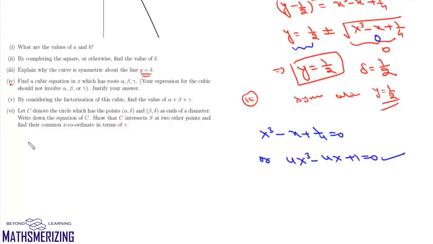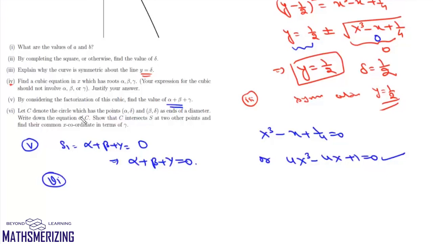Now what is the fifth part? Fifth part is by considering factorization of this cubic, find the value of alpha plus beta plus gamma. So we need to find alpha plus beta plus gamma, which is nothing but S1. Now S1 in this case will be simply 0. So from here we'll get alpha plus beta plus gamma should be 0.